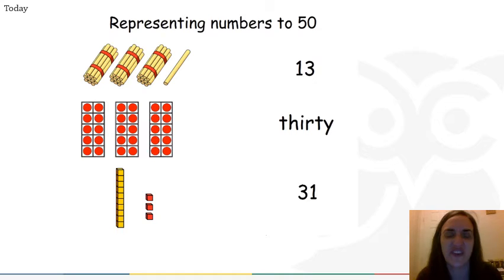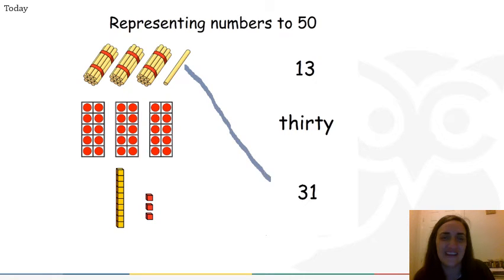Okay, let's look at the straws first. How many straws do we have? 3 10s and 1 1. Let's count up in tens. 10, 20, 30, 31. Point to 31 on the screen. Draw a line between them. Let's see if it matches my line. Can you draw it with me? It's this one, 31.